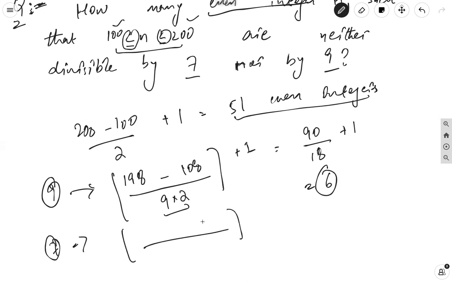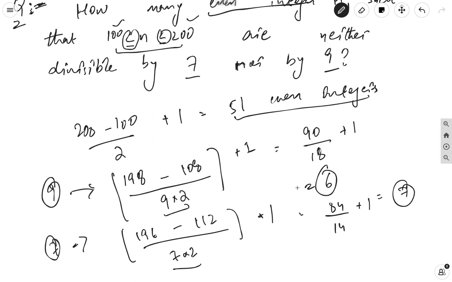The greatest multiple of 7 less than 200 is 196, and the smallest greater than 100 is 105. But we need even multiples, so we need 112, because 105 is not even. We are just considering the even values, so this is 7 times 2, 14, and plus 1. So 196 minus 112 is equal to 84. 84 over 14 plus 1. That is 7. So we have 7 even multiples of 7 in the range of 100 to 200 inclusive.